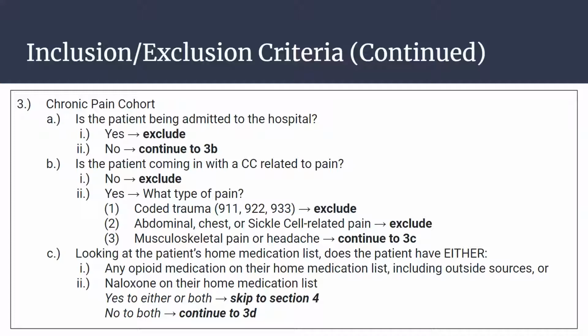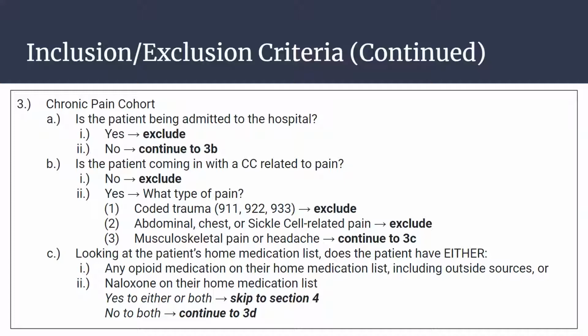And then if the answer is yes, if they are coming in with pain, we completely exclude any patient that comes in as a coded trauma or if they have abdominal, chest, or sickle cell related pain. And for sickle cell, this will typically be listed as a sickle cell crisis or a sickle cell pain crisis. So we can exclude these patients. We are just referring to those musculoskeletal or headache patients.